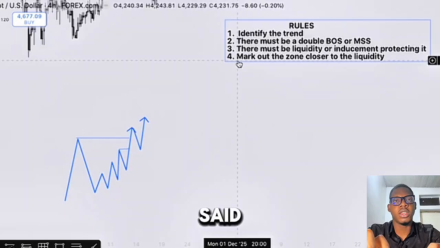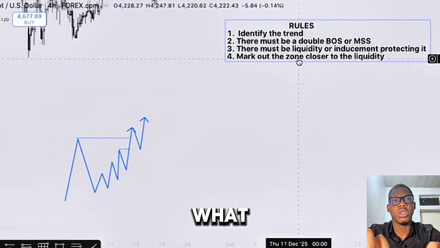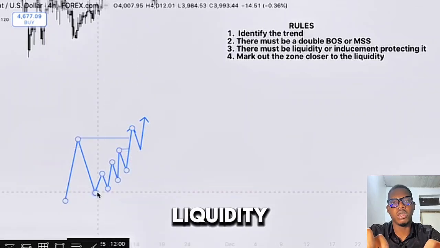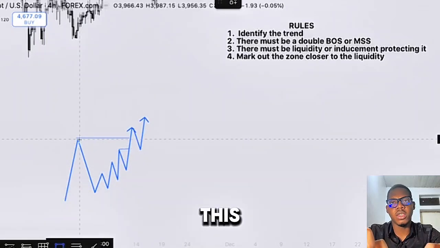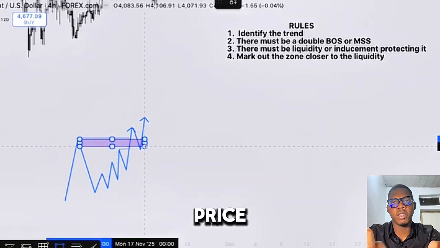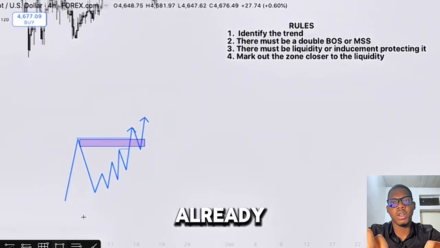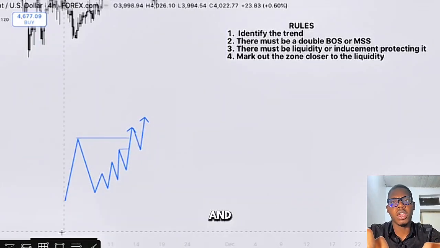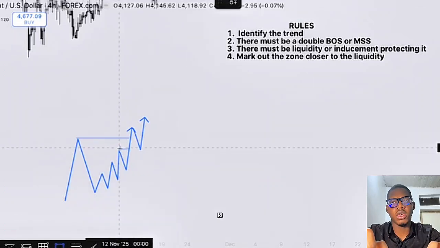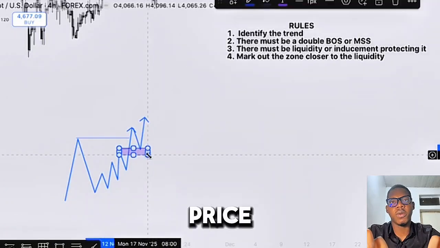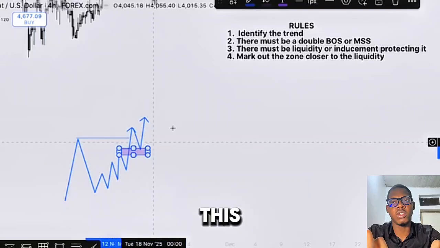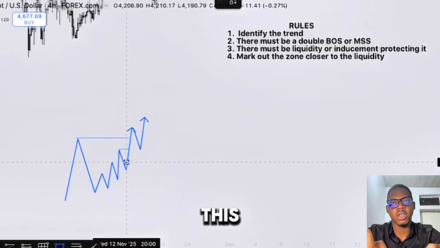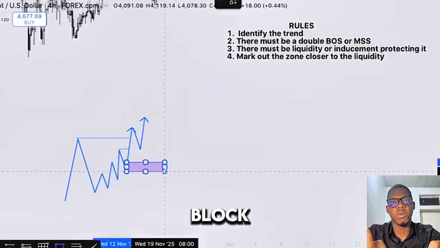So he now said that you have to mark out the zones closer to the inducement or the liquidity. So you can see this area of demand is what price came into reacting to already. So it's already mitigated, right? So it won't count. And this area 2 here is a zone price has already come to mitigate, and so this area won't count. So we are left with this area here, this other block right here.